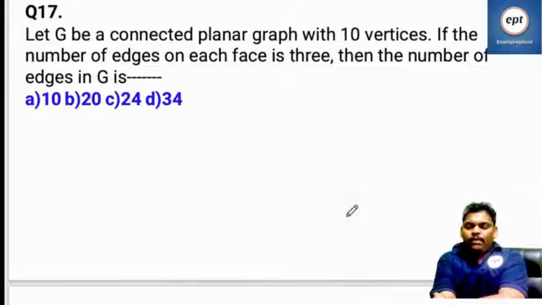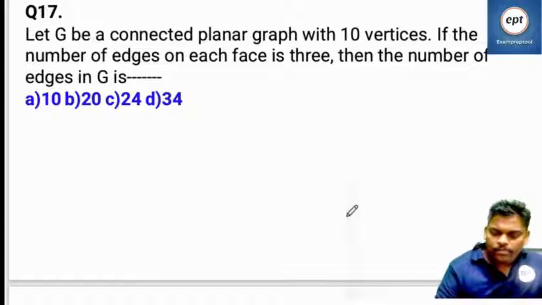Let G be a connected planar graph with 10 vertices. If the number of edges on each face is 3, then the number of edges in G is. Yeah, go ahead.